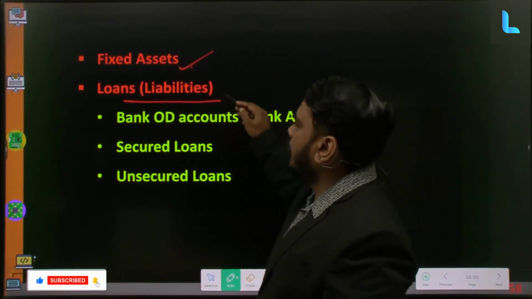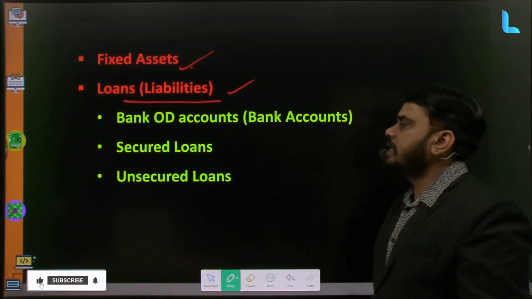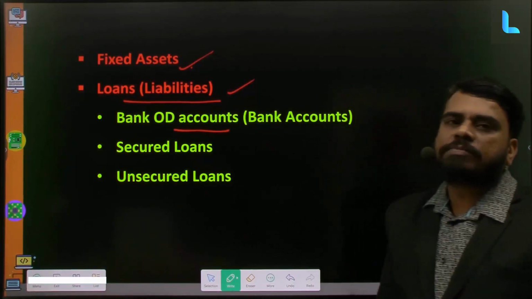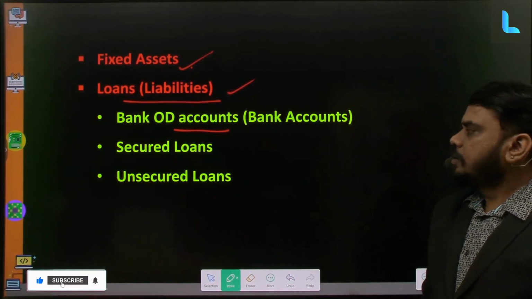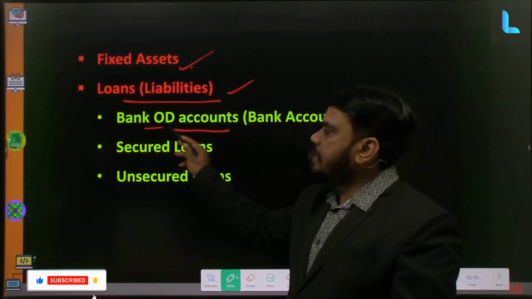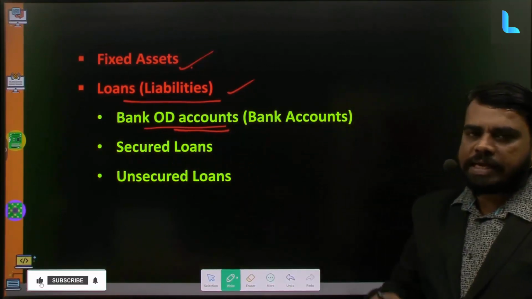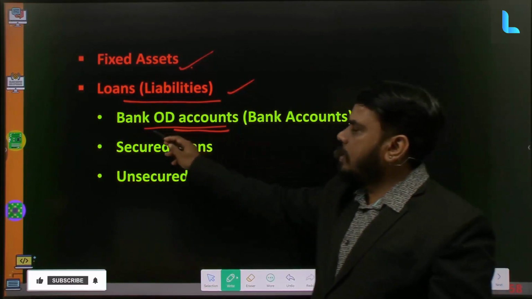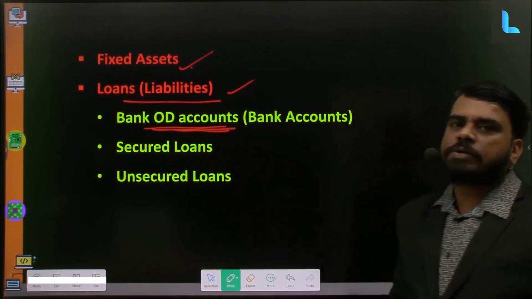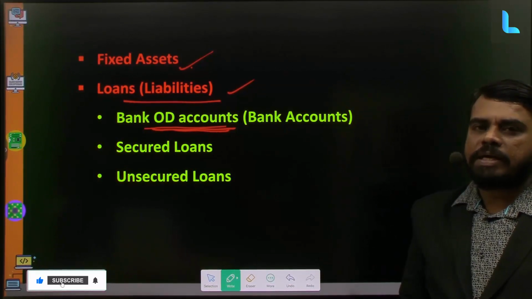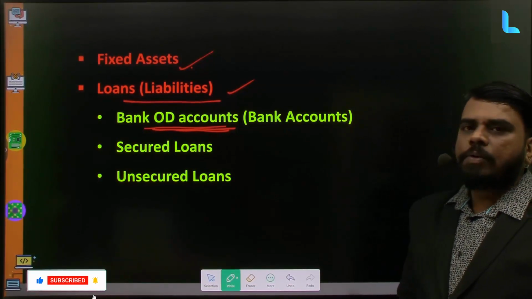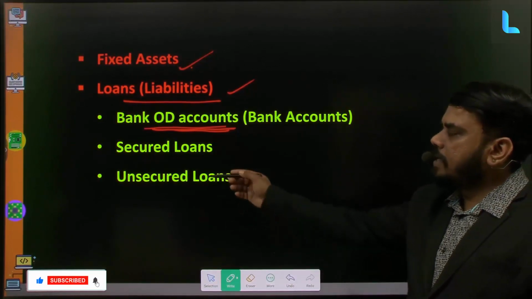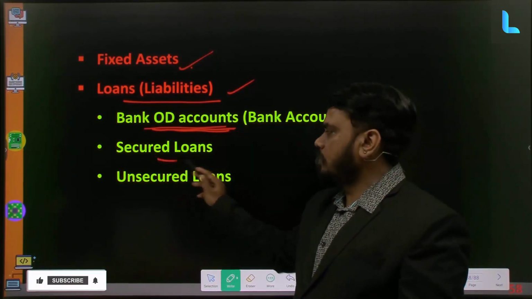Next is loans under liabilities. There are three types. One is the bank OD account. Bank OD account means bank overdraft account. If a company needs some money, they can take it from an overdraft account. But the overdraft provision will be given to a company which has been maintaining its accounts in the same bank over a time period, and whose transactions with the bank and balance sheet or financial year records are good.